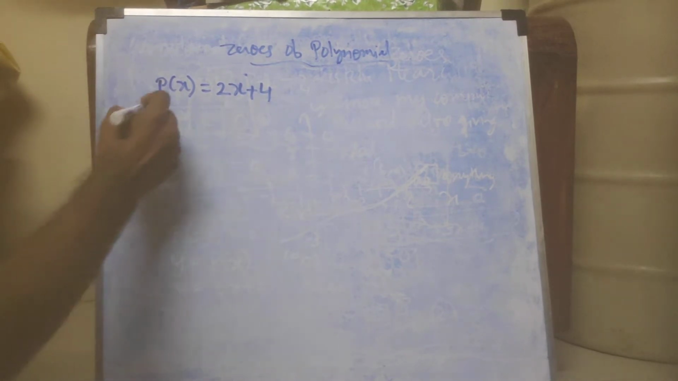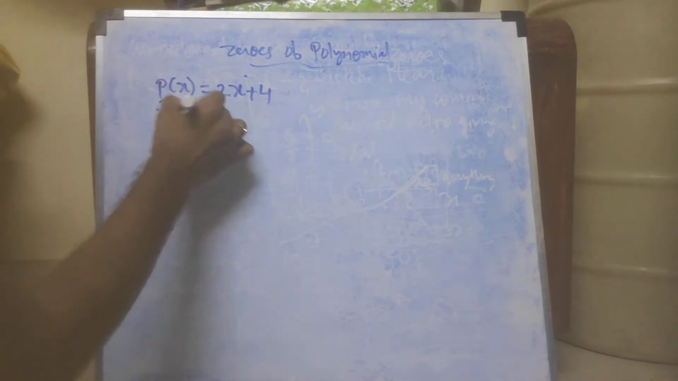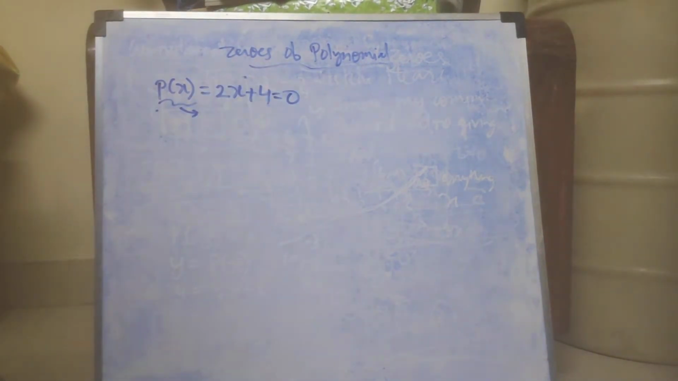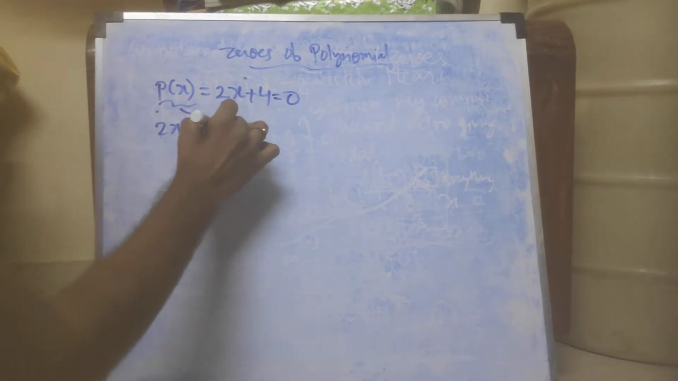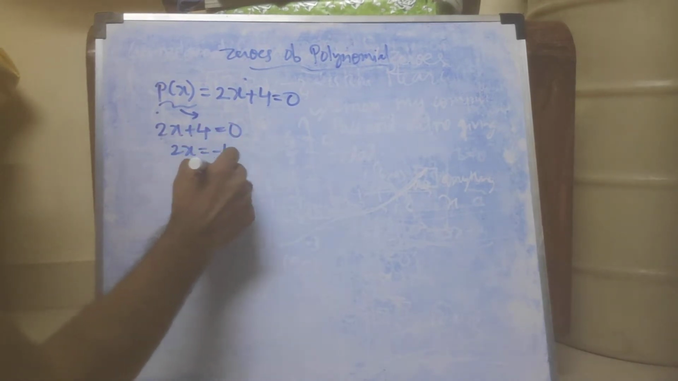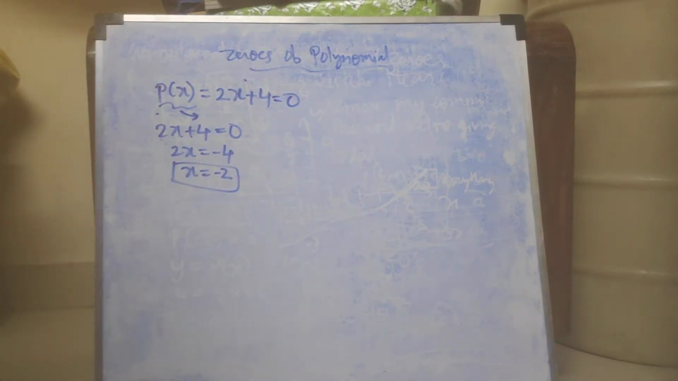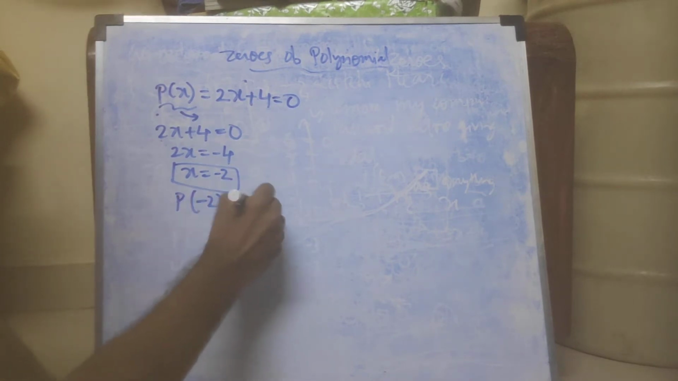As we have seen, for a linear polynomial, or any polynomial denoted by p of x, we can find the zero simply by finding the value of x such that the whole expression becomes zero. So how will we find that? We have to solve the simple linear equation 2x plus 4 is equal to 0. So 2x is equal to minus 4 and x is equal to minus 2. At x equal to minus 2 the polynomial will be 0, that is, p of minus 2 is equal to 0.